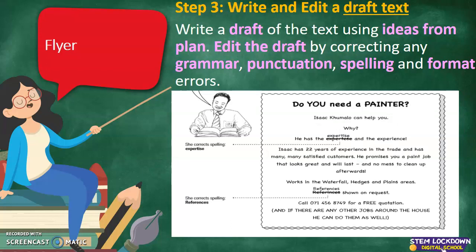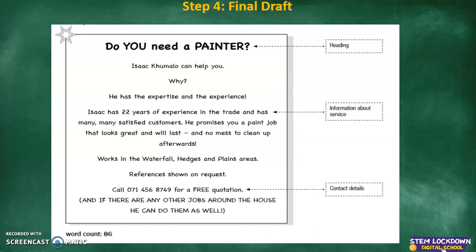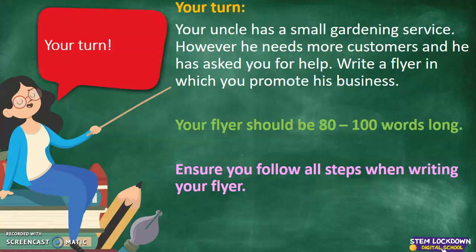Then after step 2, you would be required to write and edit a draft. And I've given you there an example of a written and edited draft. When you edit your draft, you must check if there are no grammar, punctuation, or spelling issues. Then finally, you give your final draft with your heading, your information about the service, and the contact details.